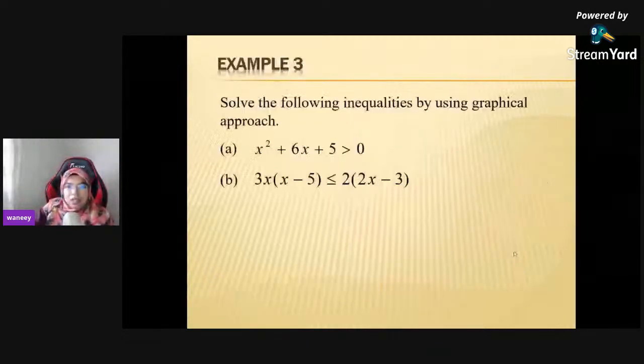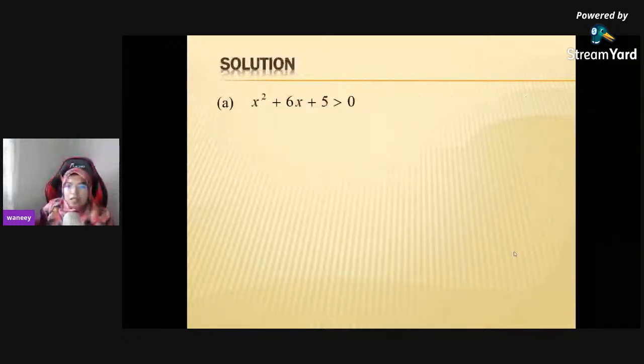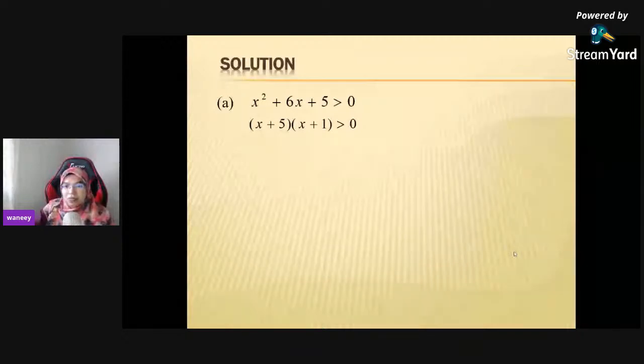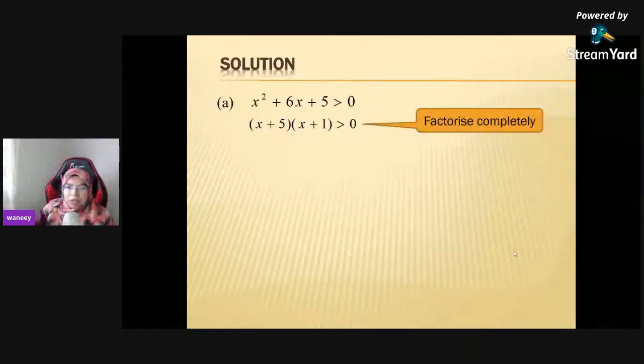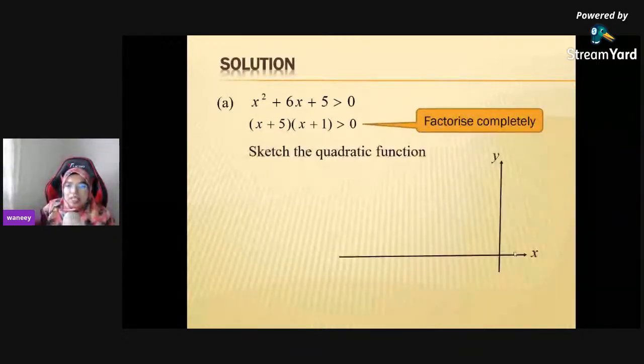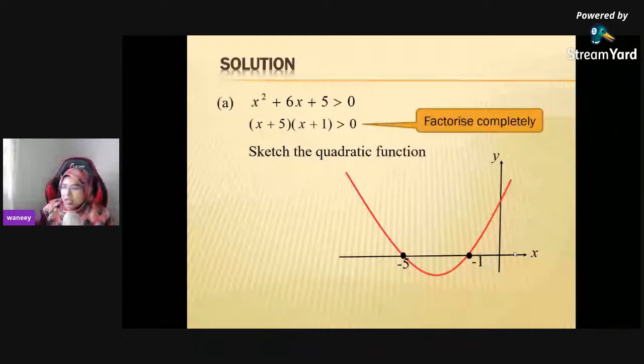Okay, now solve the following inequalities by using graphical approach. So we have x squared plus 6x plus 5 greater than 0. Okay, do make sure to factorize them well. So factorize first, we're going to get x plus 5, x plus 1 greater than 0. Factorize completely, do make sure to do that. And then we're going to see the quadratic function. So that is our graph. We're going to get negative 5, negative 1.